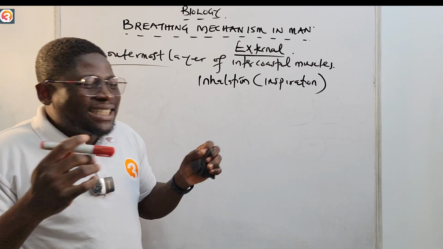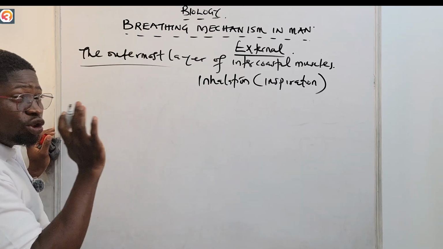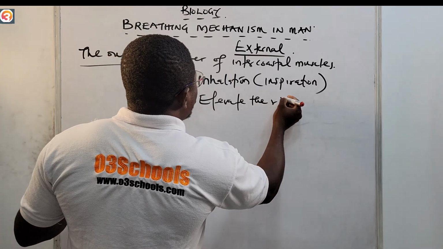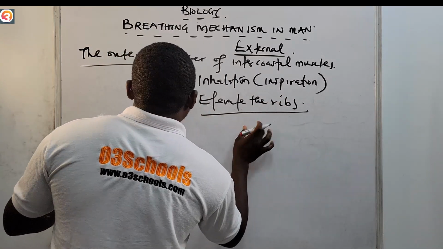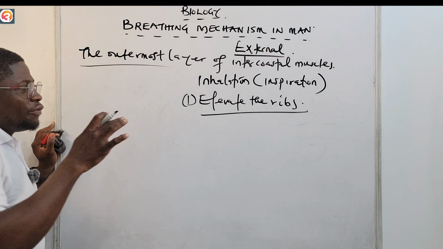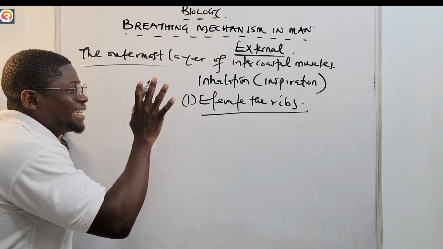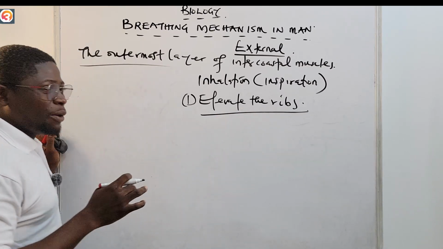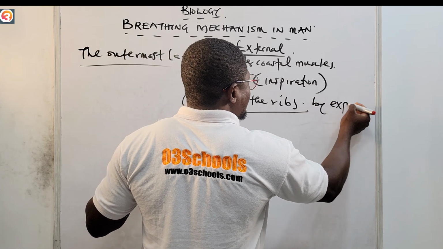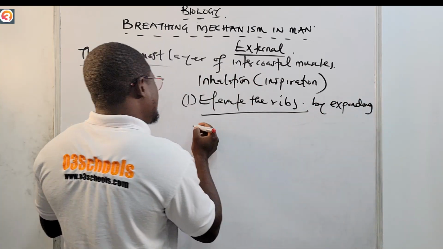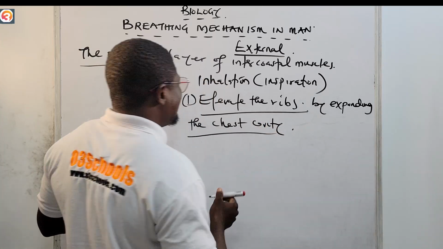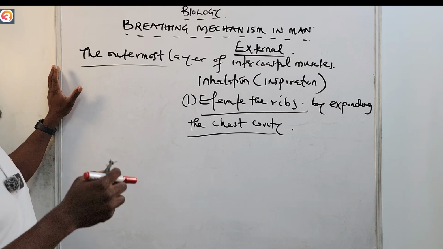What they do, their major function, is to elevate the ribs. This is the primary function. They elevate the ribs by expanding the chest cavity. The major function of this external intercostal muscle is to elevate the ribs by expanding the chest cavity.